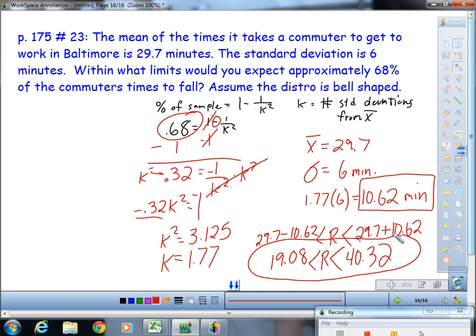Like everything else in here, what's most important is you understand what these numbers mean. So 68% of people that drive to work in Baltimore spend between 19 minutes and 40.5 minutes driving to work. If you spend less than 19 minutes driving to work in Baltimore, you are outside the norm. You're outside of that 68%. And if you spend more than 40 minutes driving to work, then you're also outside the norm. Boom!